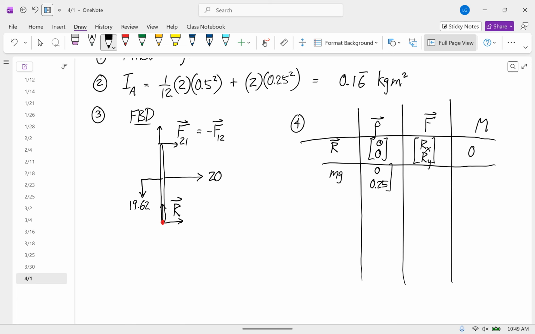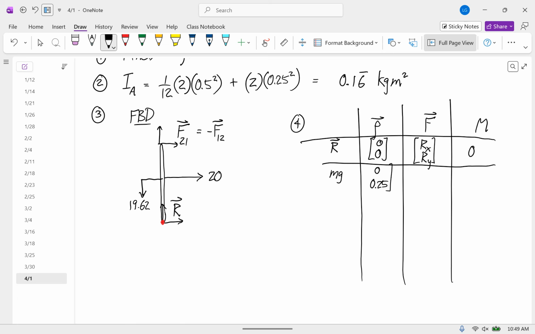I'll count them up in a sec. So let's see, we got 0.5 F12x minus 0.16 repeating alpha 2 is equal to positive 5. Okay, so now we have 4 equations.